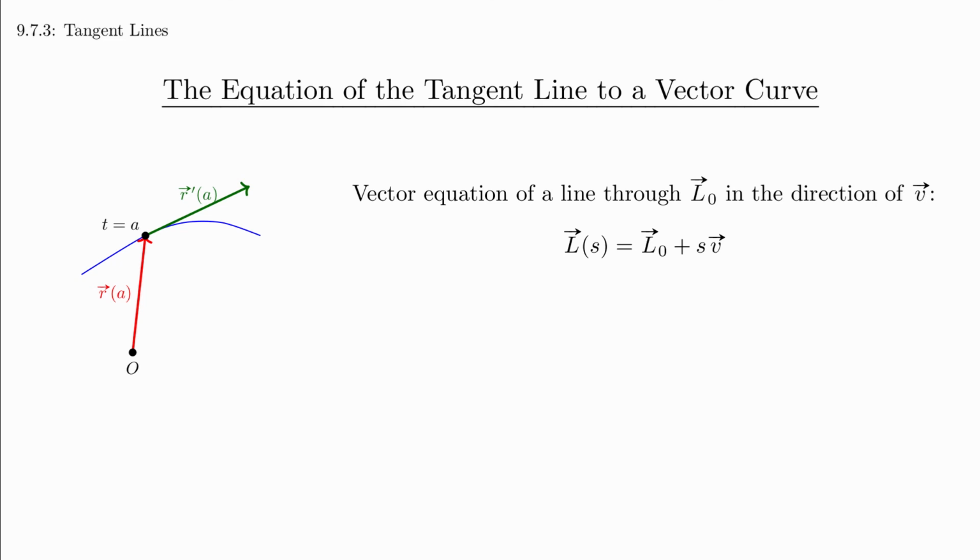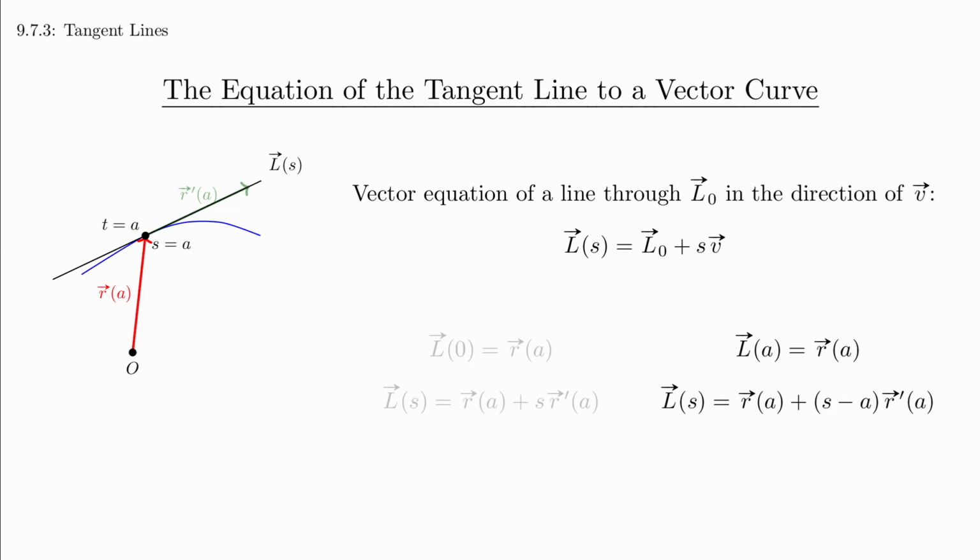We're using the parameter s instead of t for now, to emphasize the idea that the parameterization of the tangent line can be done independent of the parameterization of the curve. We can plug in the point and the direction vector, and that gives us a parameterization of the tangent line. In this form, setting s equals 0 gives us the point on the curve, and there are many situations where this is useful.